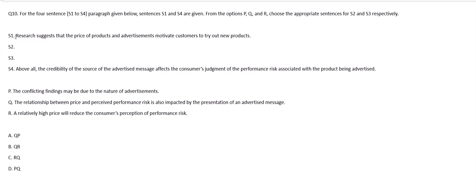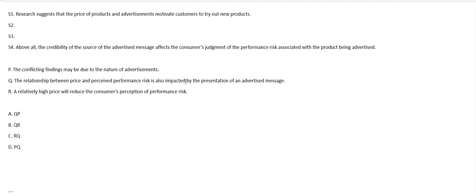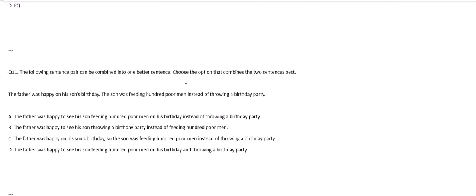So logically we have to think first about the actual meaning of the sentences. They are telling about price and products. In the final sentence they are telling that they have changed their opinion, that it depends upon the credibility and the performance risks. Like that you have to see the options first, where the logical flow is correctly flowing. Okay, let's go on to the next question, which is question number 11.